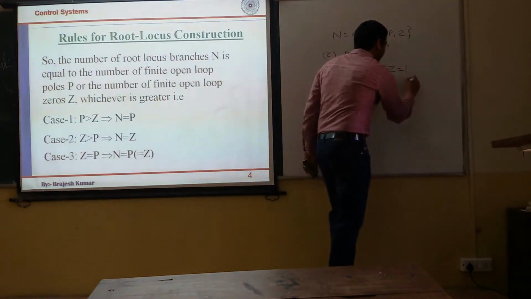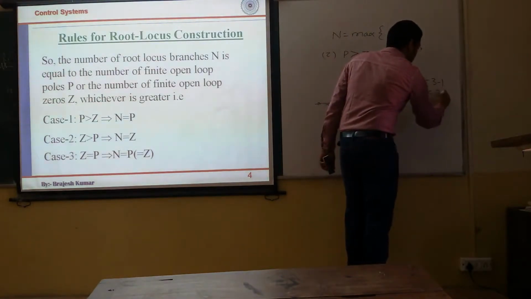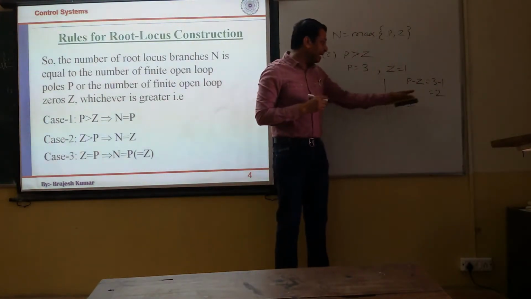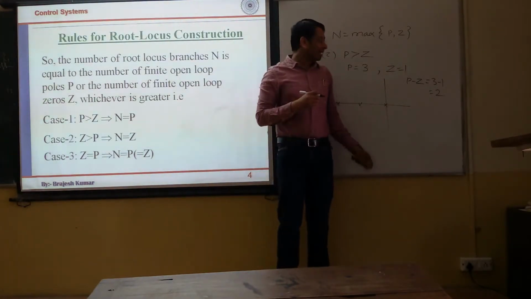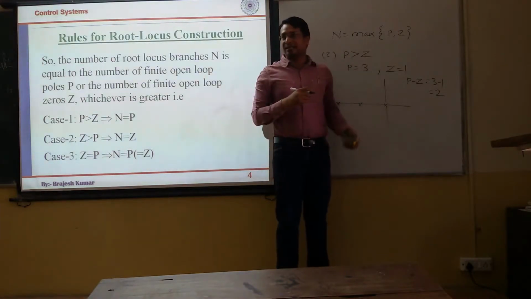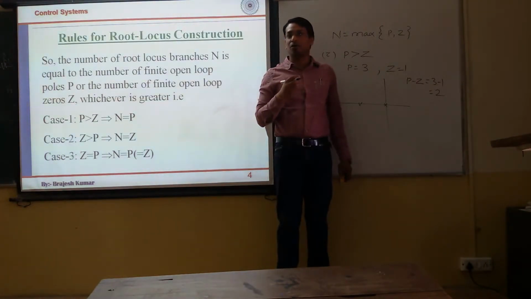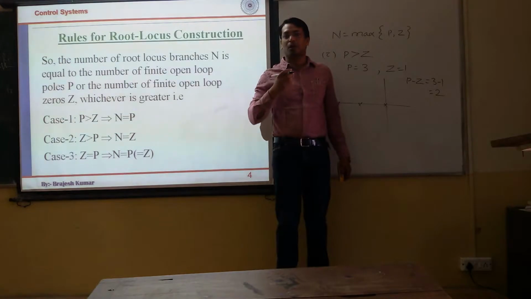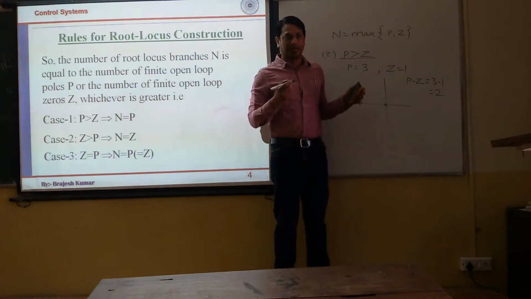This P minus Z means what? 3 minus 1 is equal to 2. What will be the ending point of the root locus for these two poles? So we say that when P is greater than Z, which is actually the most general case. Why is it the most general case? Because for a realizable system, the order of the denominator is greater than the order of the numerator.